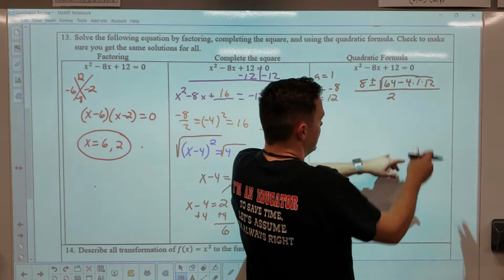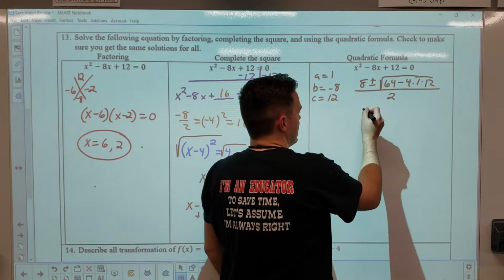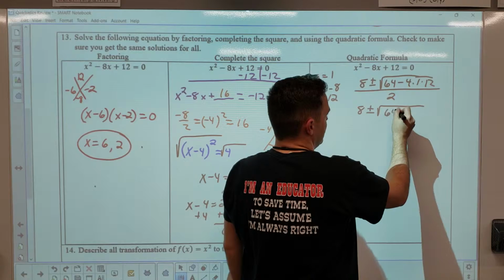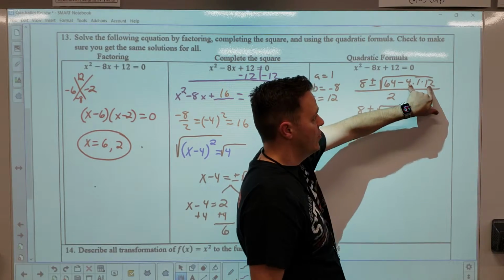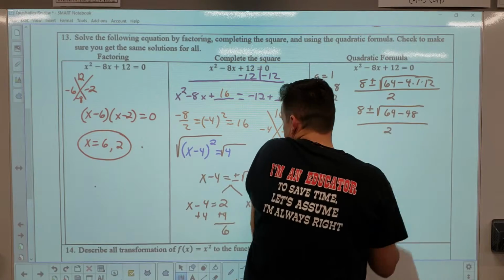Now this one's particular because it doesn't actually get rid of the negative. So this would be 8 plus or minus the square root of 64, and that's minus 4 times 12, which is 48, and then you divide that by 2.